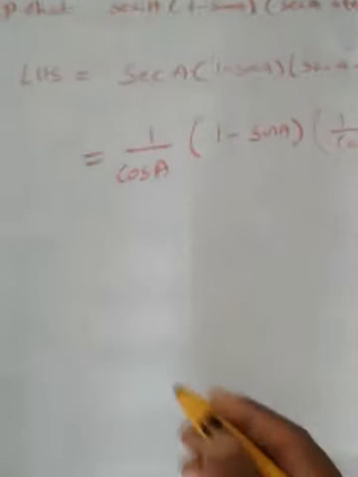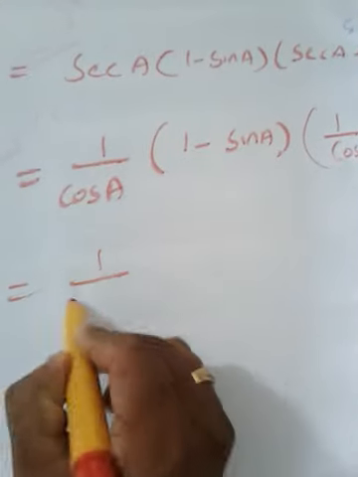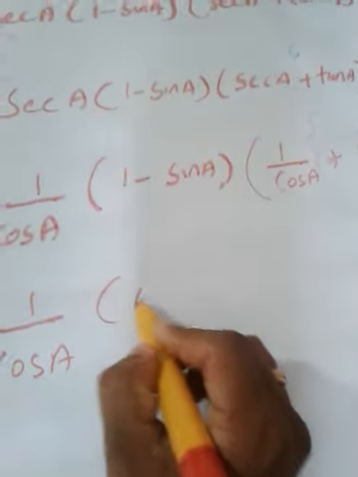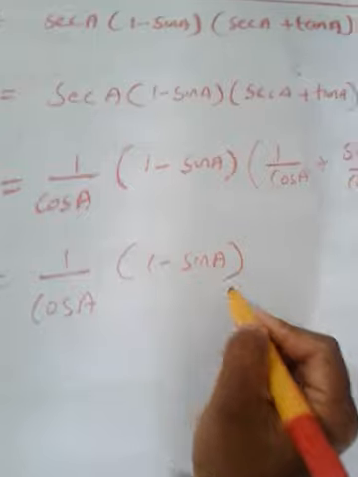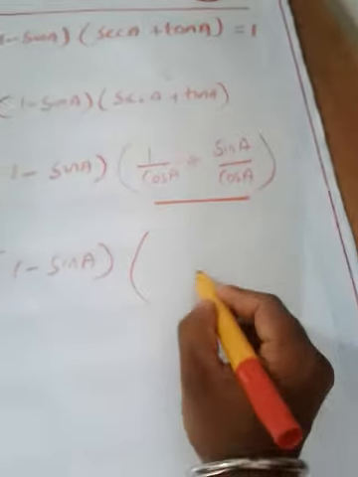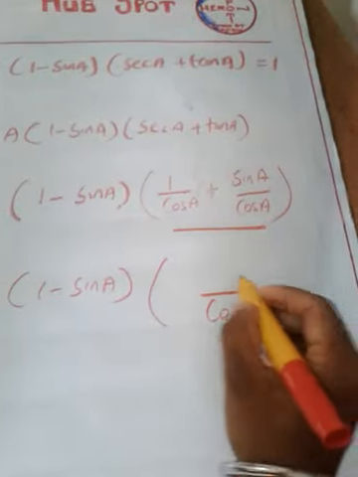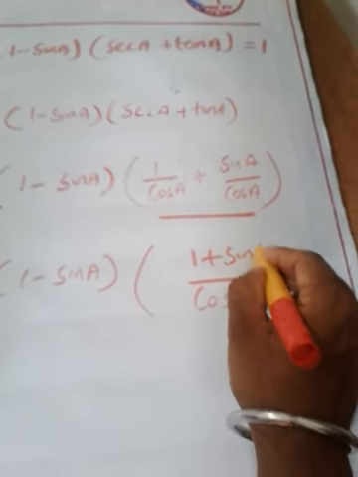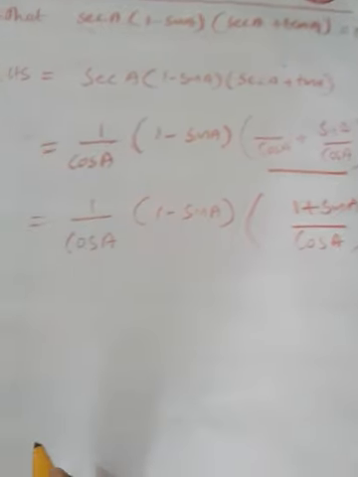The very next step is equal to 1 by cos A into (1 minus sin A), as it is. I'm not going to disturb it. And here, as I said, since the denominator is the same, just write the denominator as it is and add the numerators. What is the numerator? 1 plus sin A. You may have understood, isn't it?